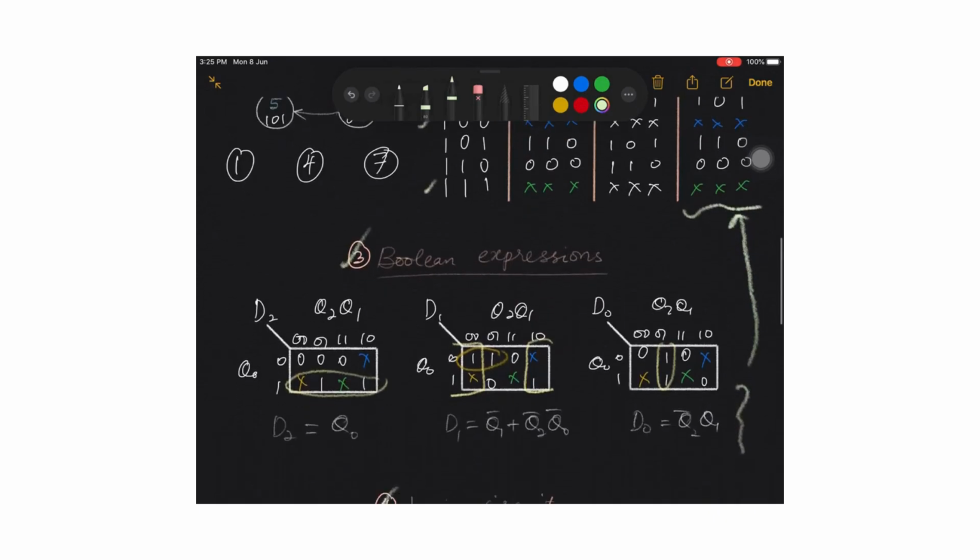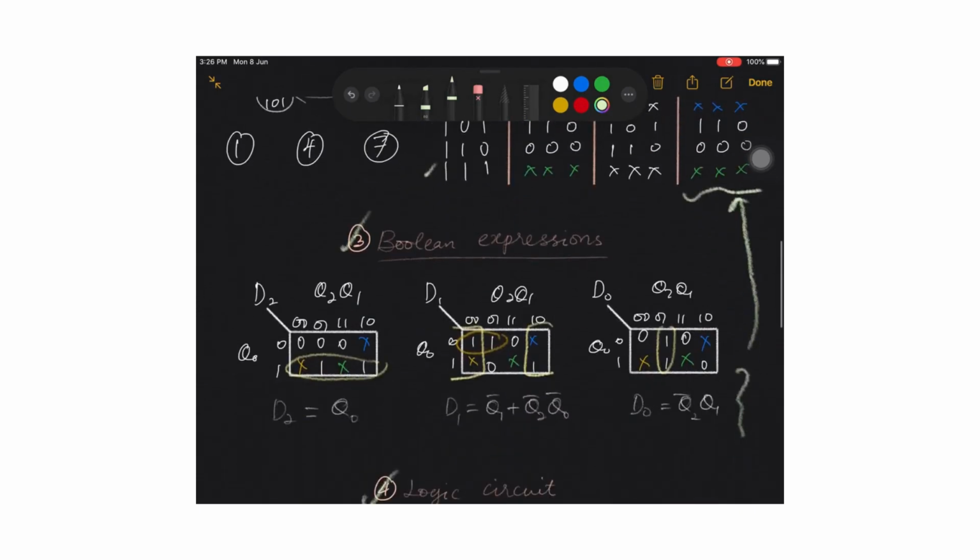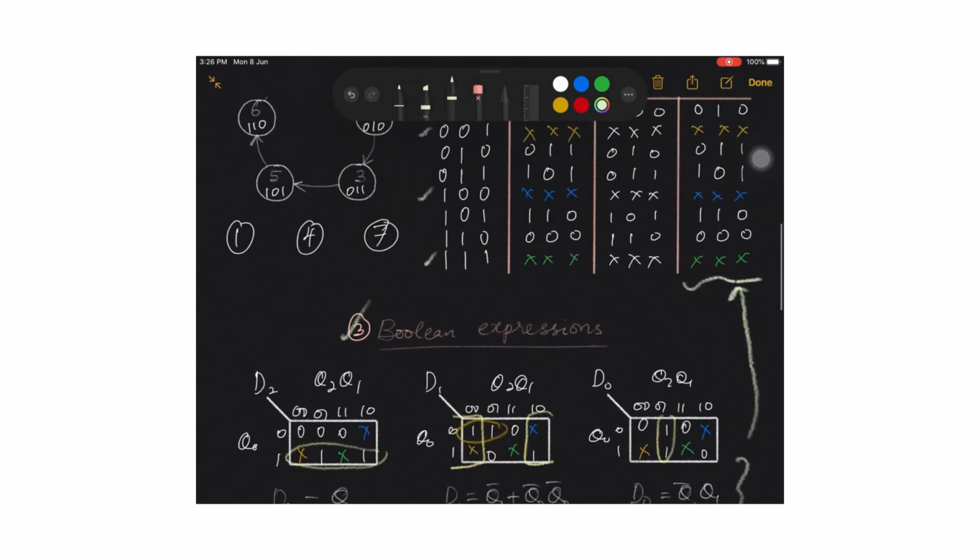Each K-map is filled with 3 don't cares, such that, as can be seen here, the yellow don't care, this, and this correspond to state 1. The blue don't cares correspond to state 4. And the green don't cares, this one, this, and this correspond to state 7. Remember that all of them are the unused states.